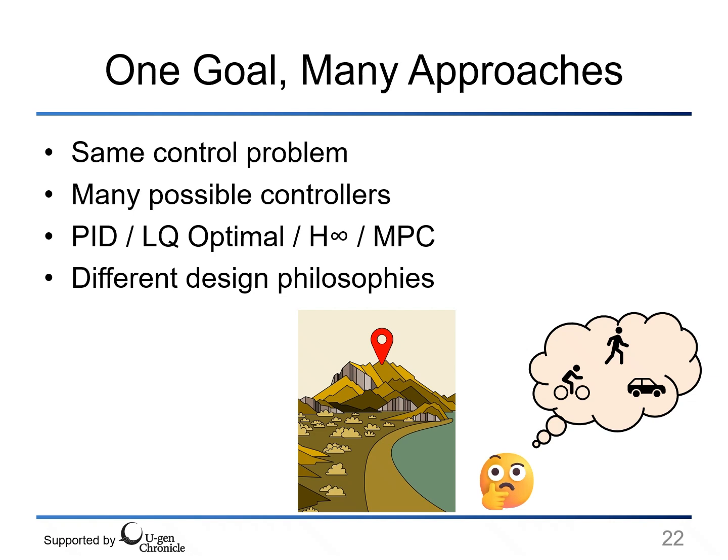Imagine several engineers are given exactly the same control problem. They all want the same goal: stable, accurate, and efficient control. But each engineer may choose a completely different design philosophy. One may use PID, another may formulate an optimization control problem, another may prioritize robustness against disturbances, and another may repeatedly predict the future. The destination is the same, but the road is different. That's why so many control methods exist.